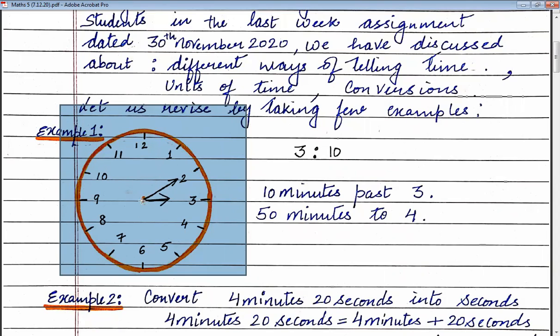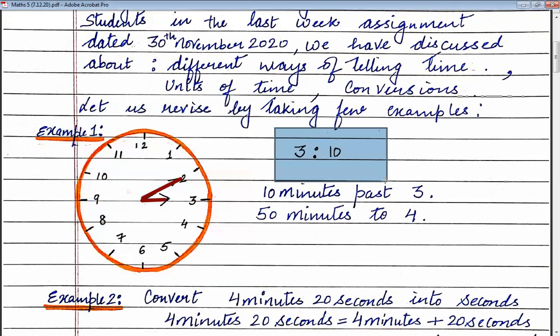Your short hand means the hour hand, that is at 3, and your long hand means the minute hand, and the minute hand is at 2. Okay, children, let's repeat. Your hour hand is at 3 and your minute hand is at 2. So now, can you tell me the time? What is the time here in this clock? Yes, it is 3 hours 10 minutes.